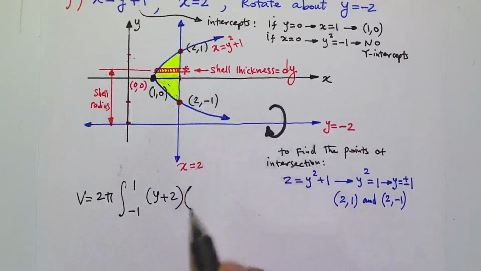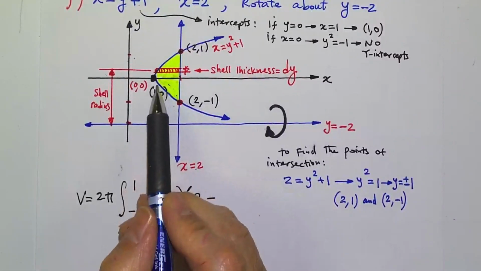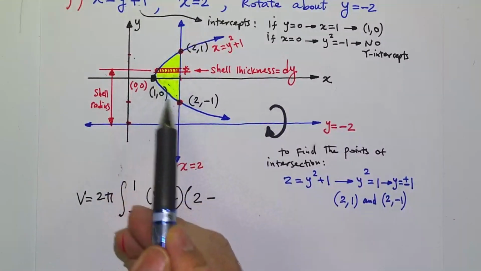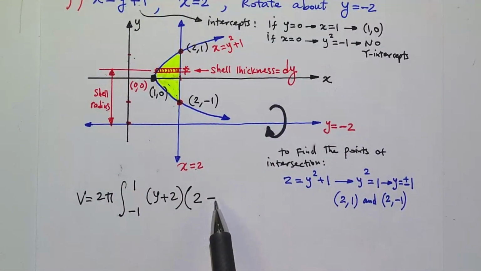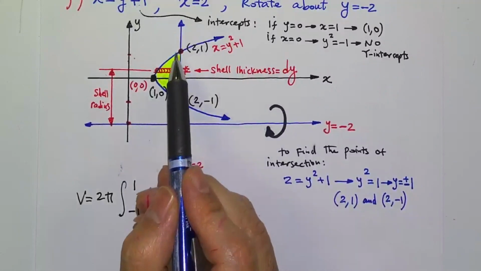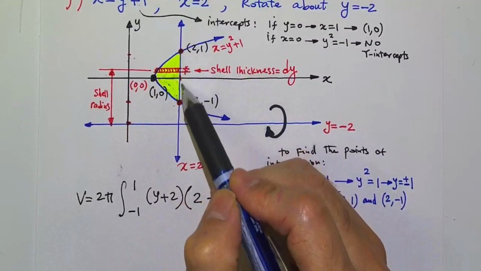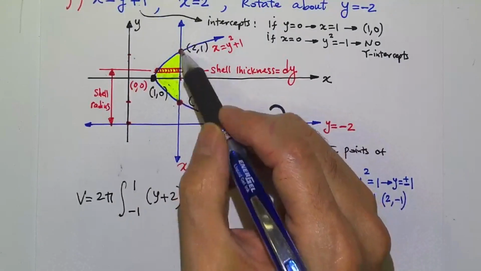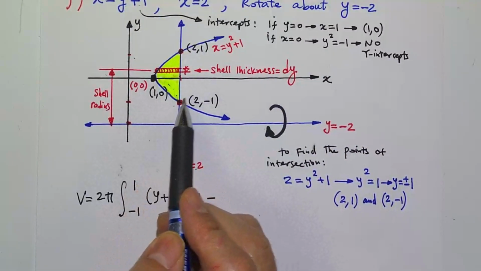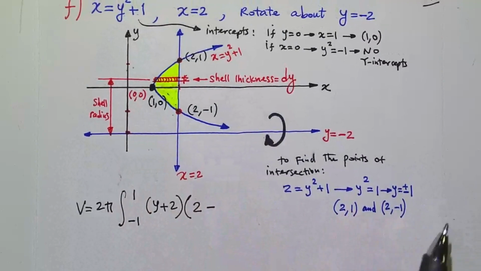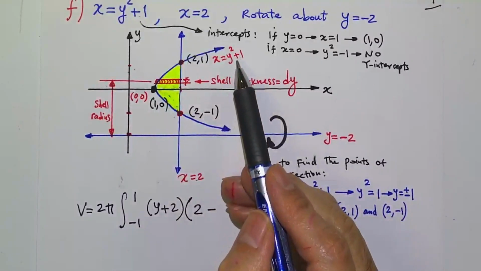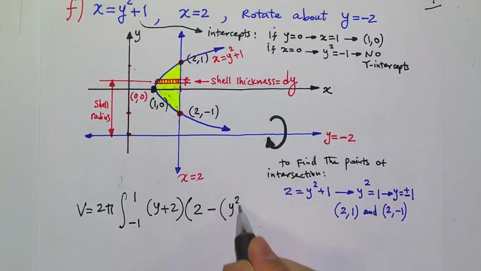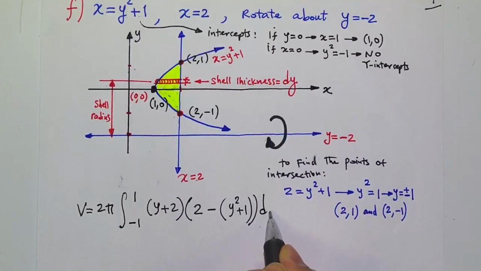So the difference between that and we have to subtract the curve that is on the left from the curve that is on the right. Inside of our integral, we need to subtract the curve that is on the left from the curve that is on the right. And that order is always the same when you calculate this integral of a shell. So 2 is the curve on the right minus this curve, which was given to us by this, y squared plus 1. So 2 minus y squared plus 1 dy.